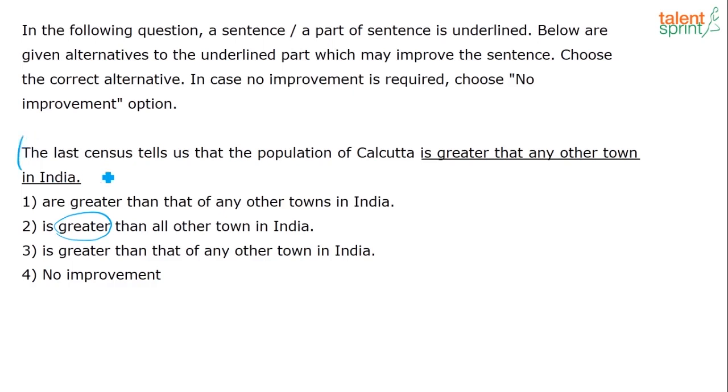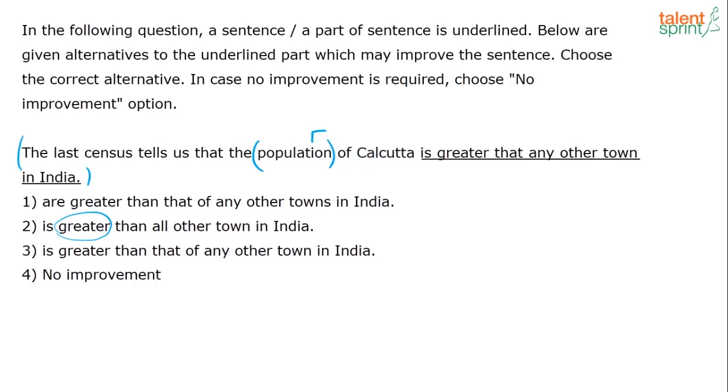There is comparison happening in this context, obviously, right? The last census tells us that what is compared here? Population. This is what is compared. The population of Calcutta is compared to the population of other towns in India. So, in the context, obviously the population is taken as a singular entity. Remember, population is a collective noun. It can either take singular or plural, depending on the author's intention. However, in the context, we are saying it's taken as a singular entity.